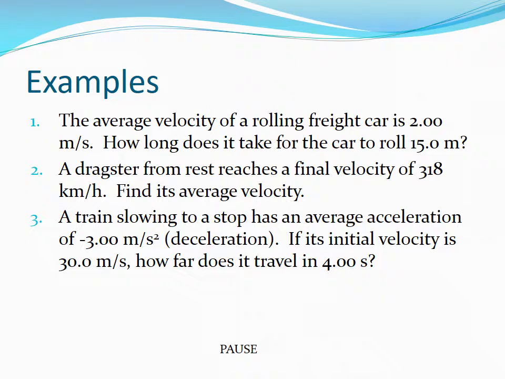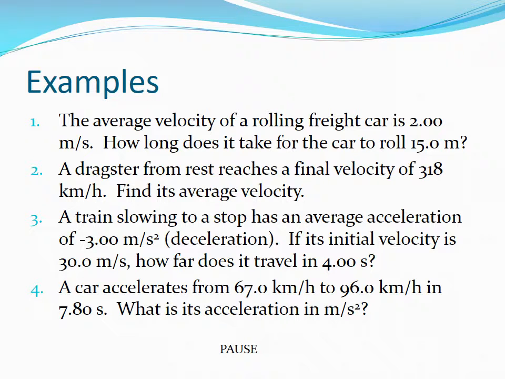3. A train slowing to a stop has an average acceleration of -3 meters per second squared, or a deceleration. If its initial velocity is 30 meters per second, how far does it travel in 4 seconds? 4. A car accelerates from 67 kilometers per hour to 96 kilometers per hour in 7.80 seconds. What is its acceleration in meters per second squared?